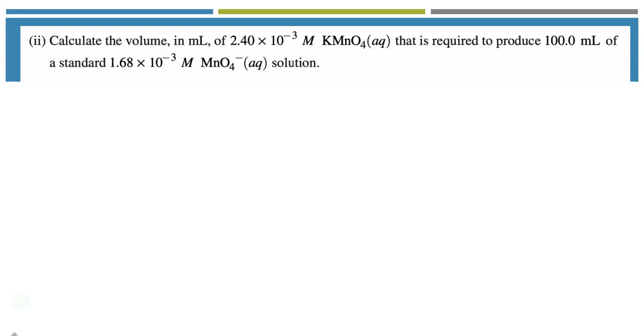What this question really is, is a dilution question. M1V1 equals M2V2. I need to take a certain number of moles of permanganate and bring it up to a final volume of 100 mL so that I have the new molarity that I want.